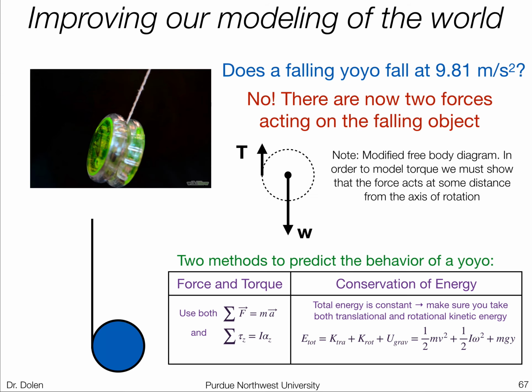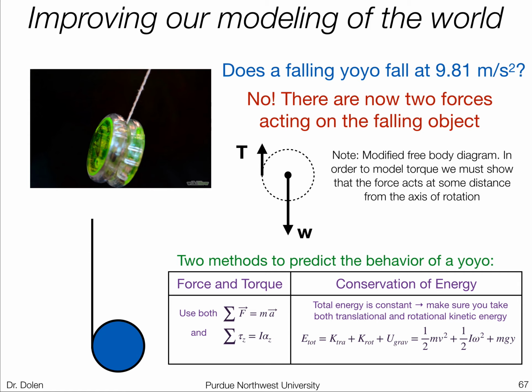So let's use as our first example a yo-yo, and we're just improving our modeling of the world. Now we can take into account both linear motion and rotational motion. So if you have a yo-yo, a string wrapped around this piece of plastic, and you drop it, does the yo-yo fall and accelerate at 9.81 meters per second squared? And the answer is no, right? There are now two forces acting on this falling object. There's a tension force and a weight, right? So from the force and torque perspective, we can talk about this yo-yo in that way.